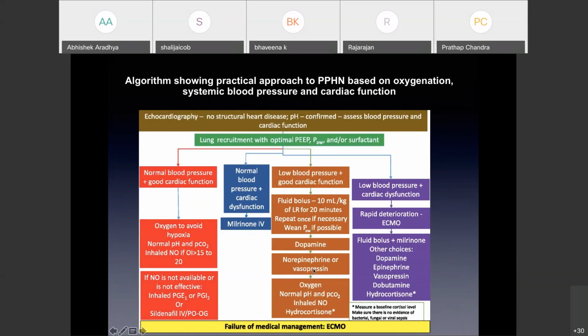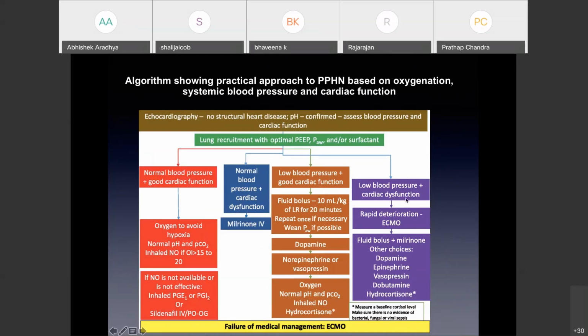But my favorite in here is going to be norepinephrine or noradrenaline, especially if your pulmonary hypertension is driven by sepsis. In sepsis, norepinephrine works much better than any other inotropes, right? And also, if there is refractory hypotension, you can use hydrocortisone, and you should be able to start inhaled nitric oxide for these babies.